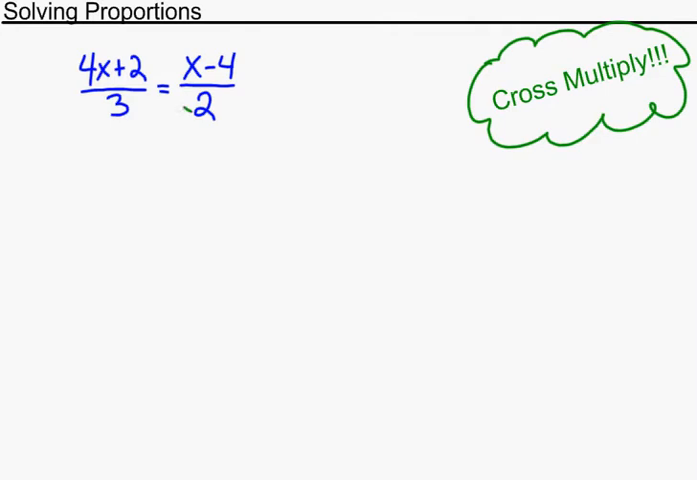So I multiply up that way. I have 2 times 4x plus 2. Now I need to show somehow that the 2 is being multiplied by both the 4x and the 2. And the way I do that is by including parentheses and then distributing later on. When I cross-multiply the other direction, I get 3 times x minus 4. So I get a 3, and then in parentheses, x minus 4.